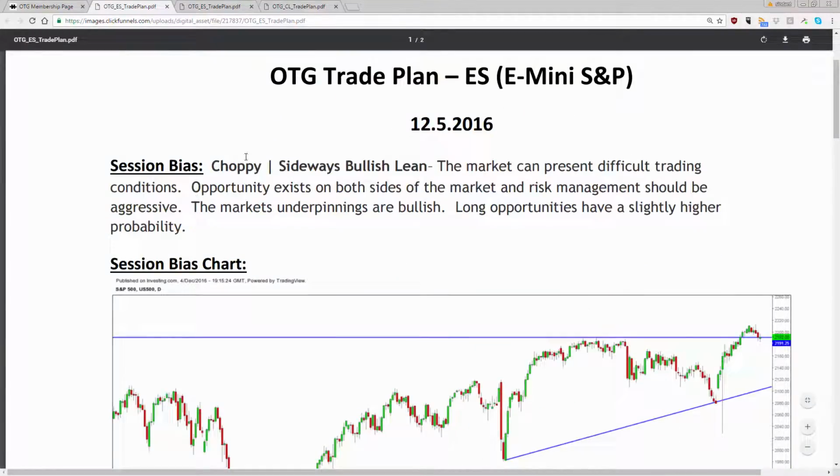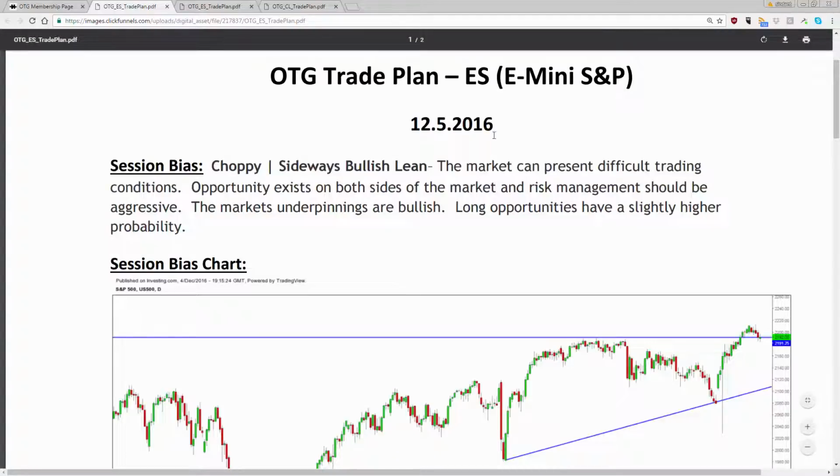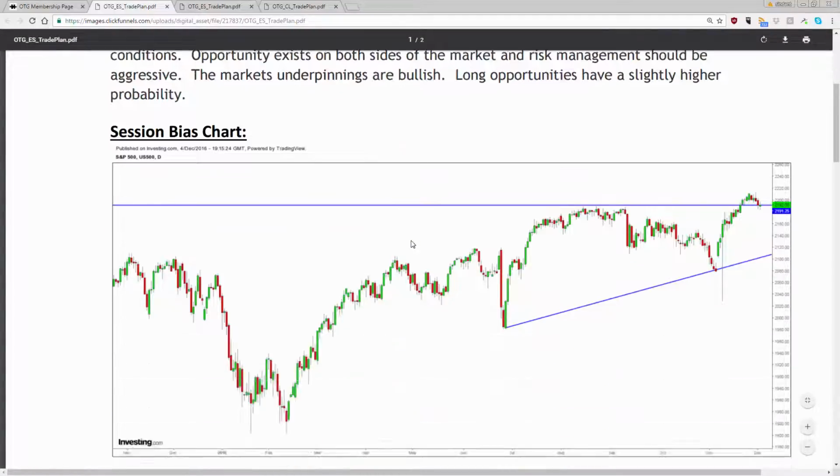So what we talked about as we were heading into the session. Now, these trade plans are put out, by the way, around 5 p.m. Sunday afternoon for this one. Typically during a normal trading week, they're put out sometime around 8 to 8:30 p.m. Central Time, and they provide you with the roadmap for your particular trading day.